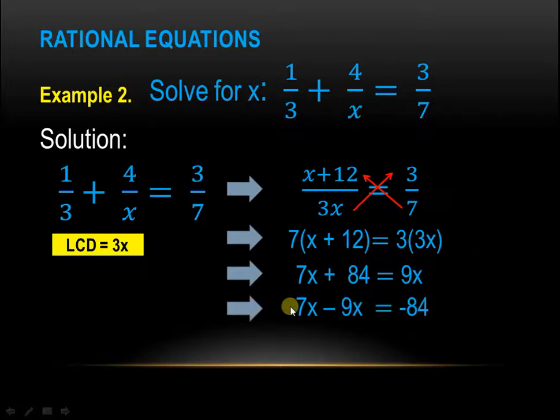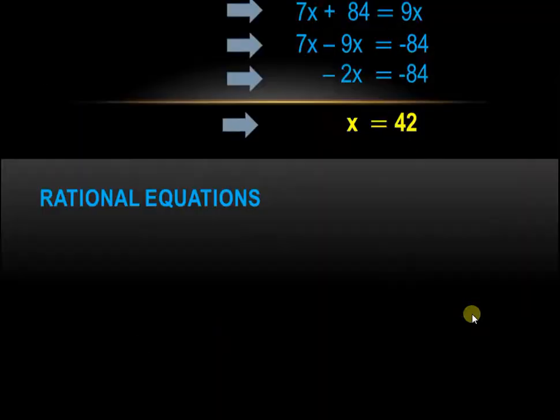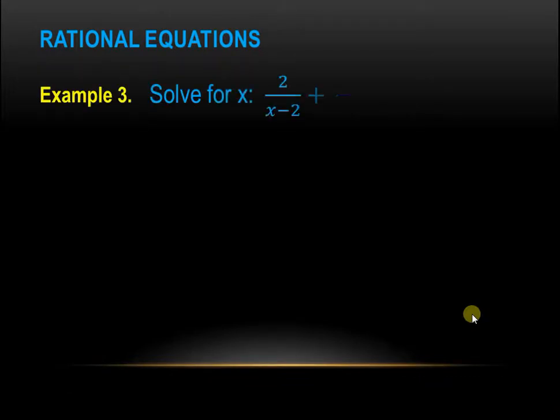So this will become 7x minus 9x. Remember, when we transfer or transpose, we change the sign. The same thing with the 84. From positive, it becomes negative. So simplifying this, 7x minus 9x gives us negative 2x is equal to negative 84. Dividing both sides by negative 2 will give us the value of x, that is 42. Okay? Let's move to our third example.